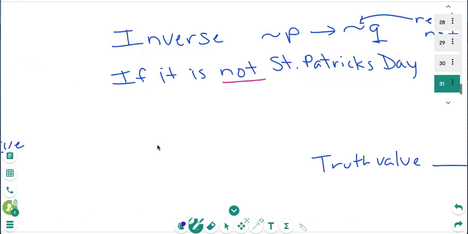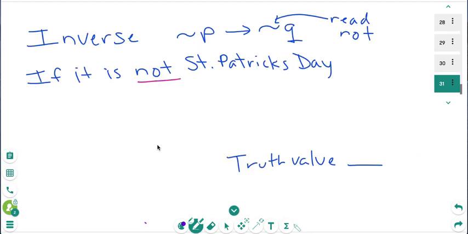Now we're going to take a look at the inverse of a conditional statement. Inverse is if not P, then not Q. Both of those would have to be true for the inverse to be true. So we're going to write it and see if that is the case. So we have, if it is not St. Patrick's Day, then it is not March.